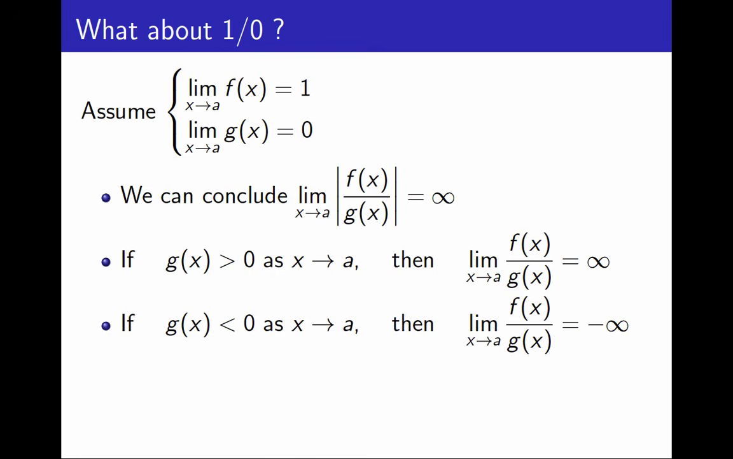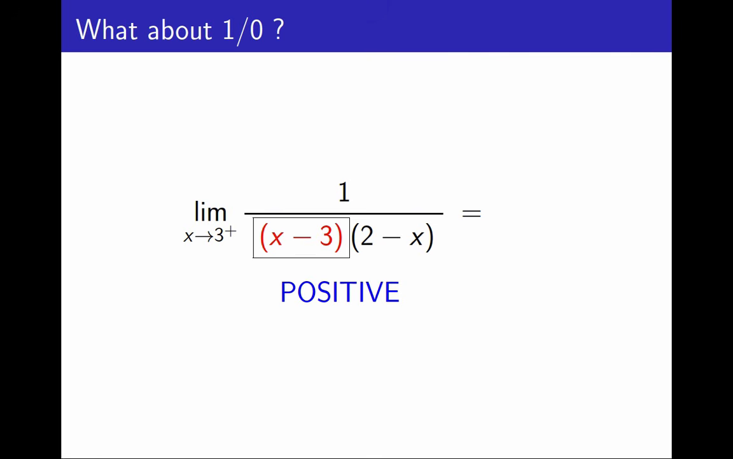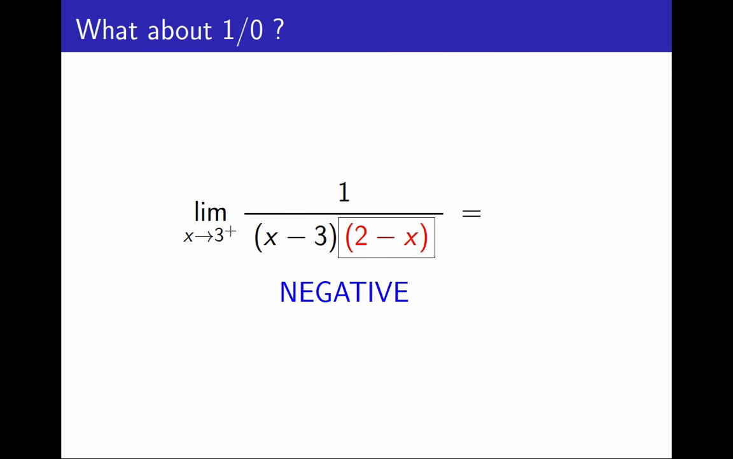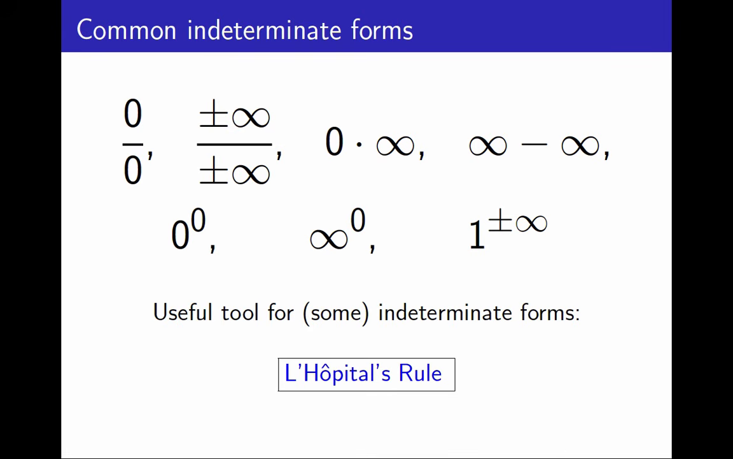For example, let's say I want to compute the limit as x approaches 3 on the right of 1 over (x minus 3) times (2 minus x). This is 1 divided by 0. Let's study the sign of the denominator. As x approaches 3 on the right, x is greater than 3, x minus 3 is positive, and 2 minus x is negative. So the full denominator is negative, and the limit is minus infinity. So we have to be careful, but we can say something, and that is why I did not include 1 over 0 on the list of indeterminate forms.